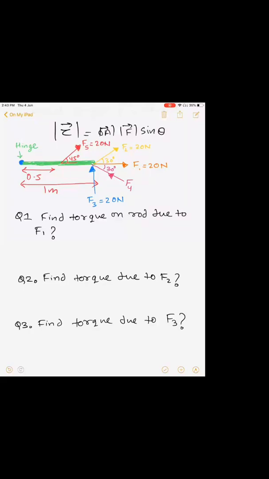Noor, take component of F4 and F2 and F5 and look at only that particular force due to which you want to find torque. Ignore all other forces.